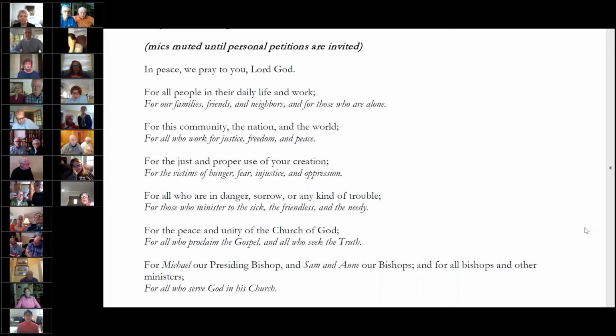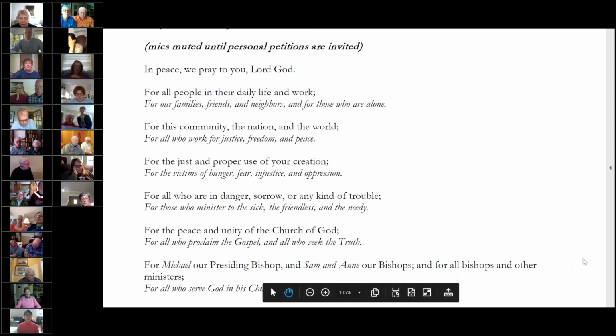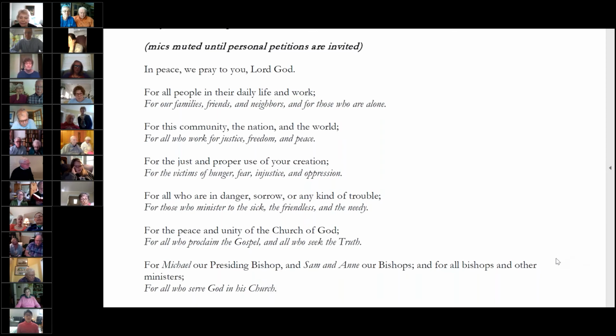In peace, we pray to you, Lord God, for all people in their daily life and work, for our families, friends, and neighbors, and for those who are alone, for this community, the nation, and the world, for all who work for justice, freedom, and peace, for the just and proper use of your creation, for the victims of hunger, fear, injustice, and oppression.